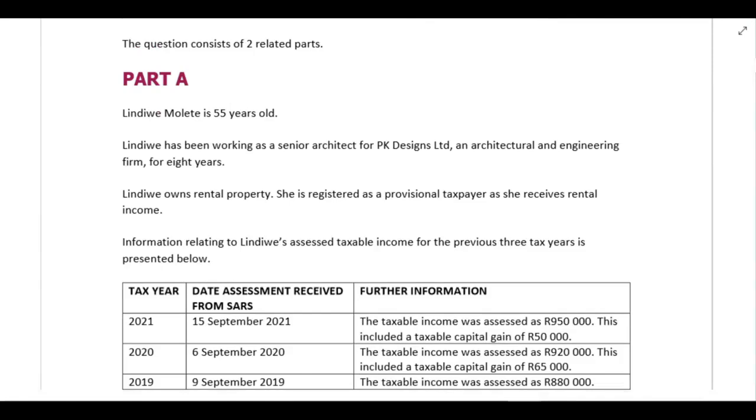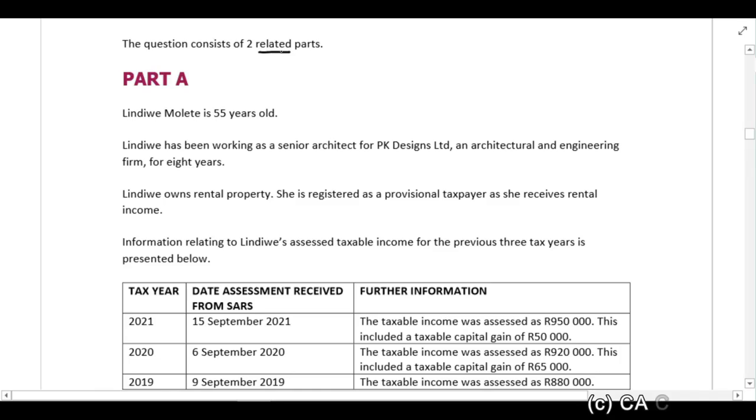So let's start with the question. This question consists of two related parts. Pay attention to that, whether they're related or unrelated. If they're unrelated, it means that if there's part A and part B, you can ignore part A when looking at part B and vice versa. But if they are related, please do look out for whatever the link might be. It might be important, it might not be.